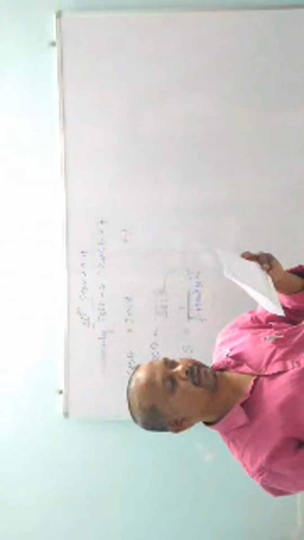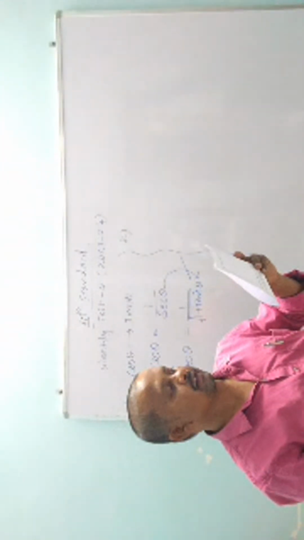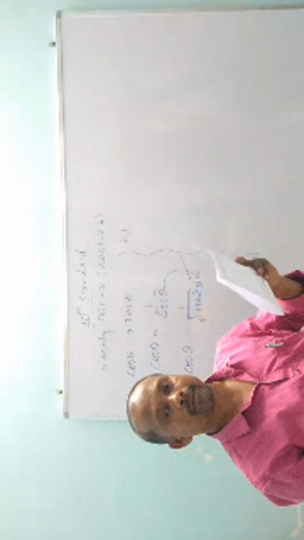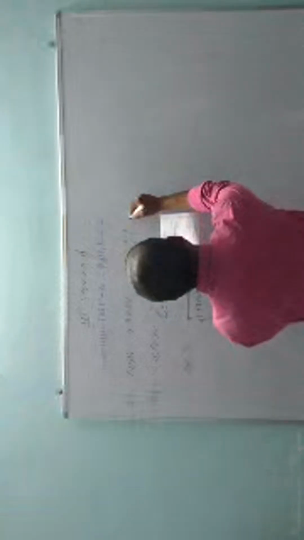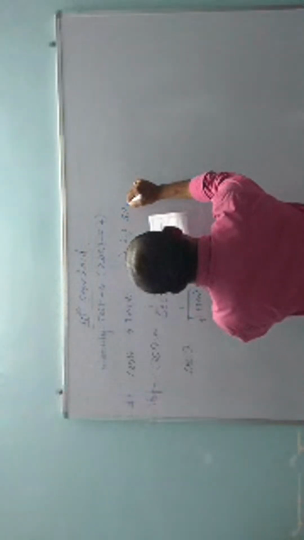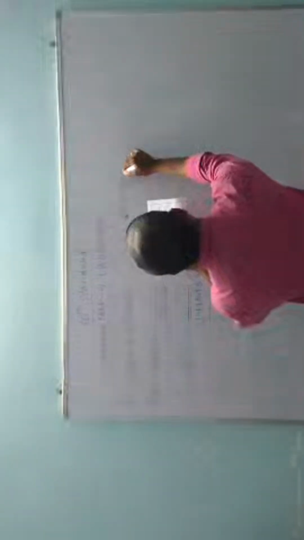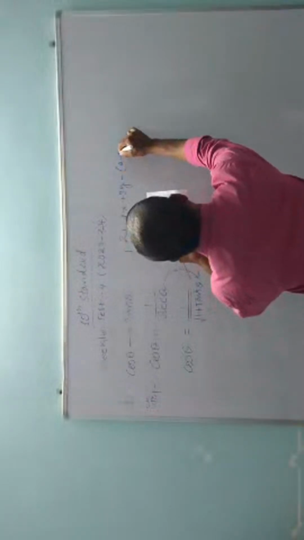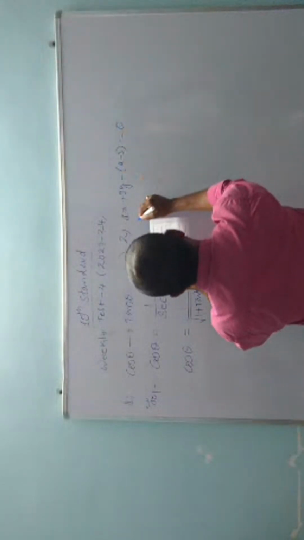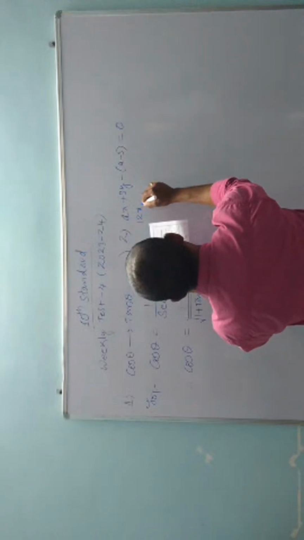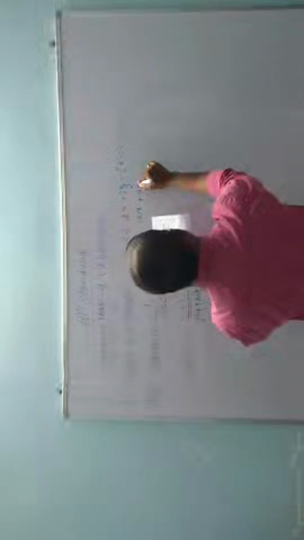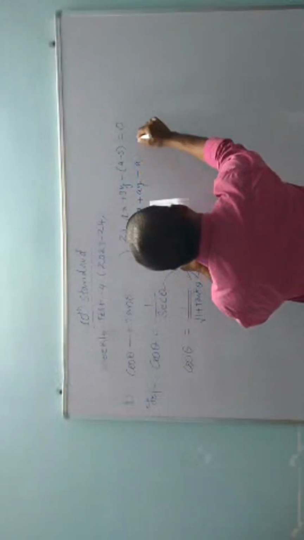So I will read the question. For what positive value of a does the following pair of linear equations have infinitely many solutions? Let us see the linear equations. Here the first is given as ax plus 3y minus (a minus 3) is equal to 0. The second linear equation is 12x plus ay minus a is equal to 0.